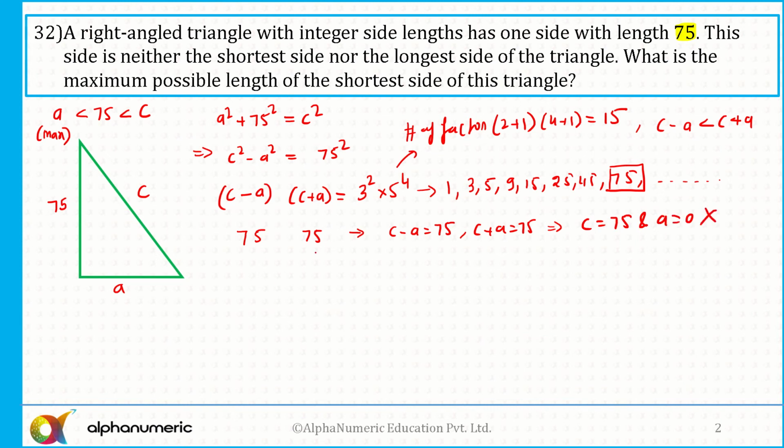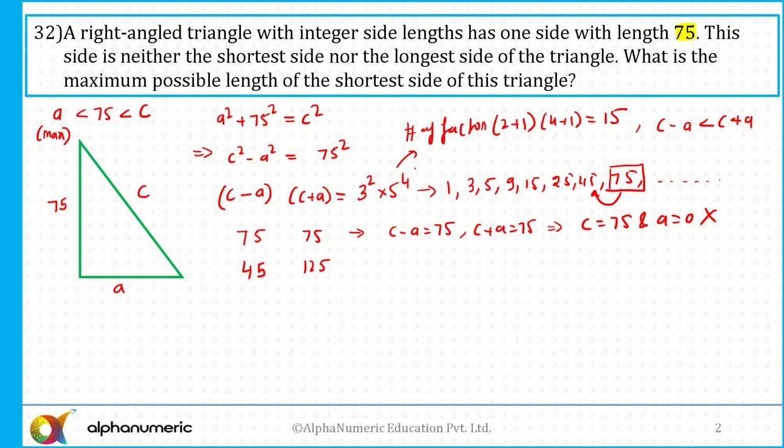So after that, just increase C minus A. Lesser than 75, the factor is 45. So let's write down this as 45. And then the value of C plus A, what will it be? The value of C plus A comes out to be 125. This is 45, so another factor will be 125. And the product of these two will be 3 square into 5 raised to power 4.